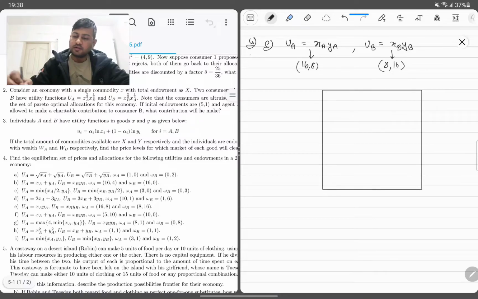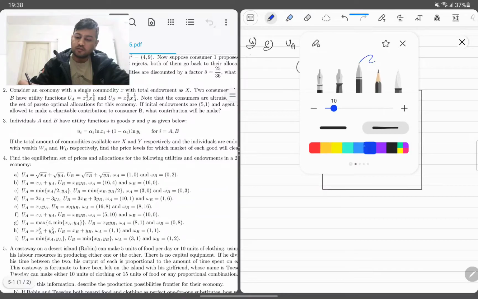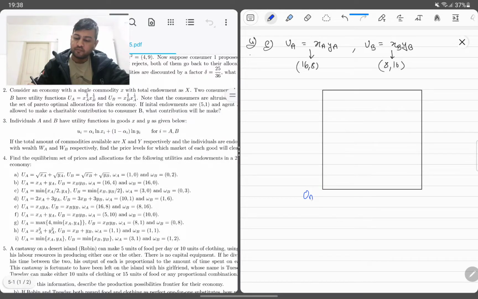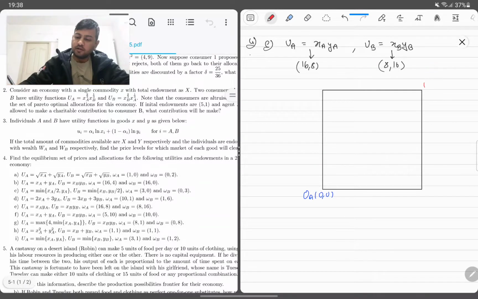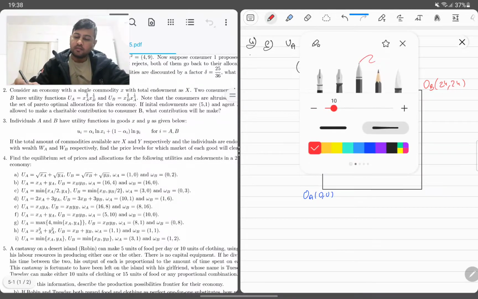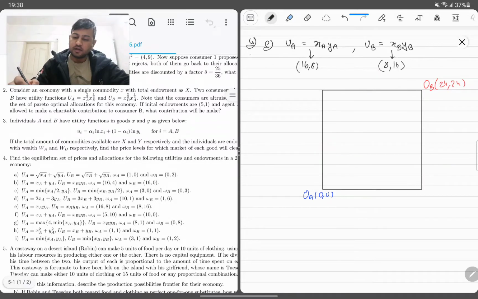Okay, so this will be the Edgeworth box. This is origin of A at 0,0, and this will be origin of B at 24,24. And my endowment point is at 16,8, so it will be somewhere here. This is my endowment point.